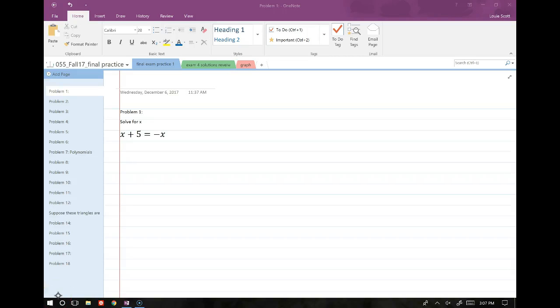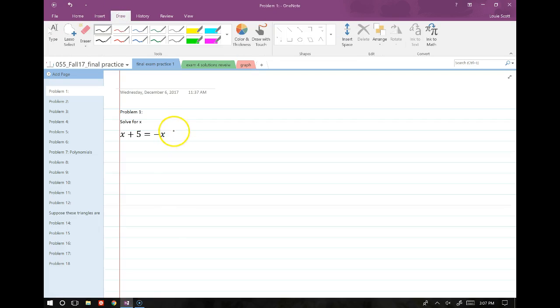All right, so on this first example, this is a basic solve for x problem. What we want to do is get all the x's to one side, all the constants to the other side, isolate the x, and solve. So to do that, I have x's on both sides, so I'm going to add x to each side, and that's going to allow me to consolidate my x's.